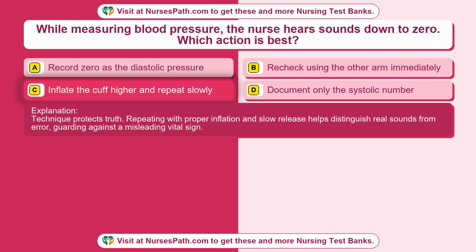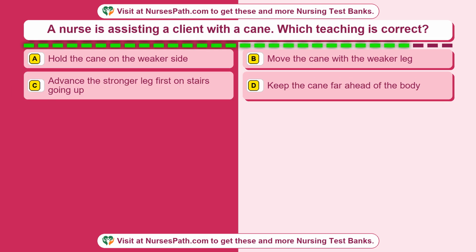vital sign. Question 3. A nurse is assisting a client with a cane. Which teaching is correct? Option A. Hold the cane on the weaker side. Option B. Move the cane with the weaker leg. Option C. Advance the stronger leg first on stairs going up. Option D. Keep the cane far ahead of the body.